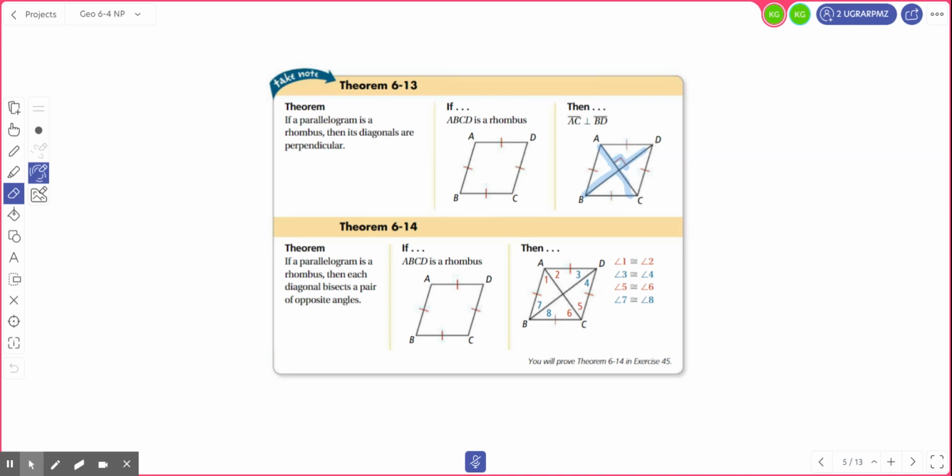And theorem 6-14, also about rhombuses. If a parallelogram is a rhombus, then each diagonal bisects a pair of opposite angles, which means that you have a bunch of congruent angles. These are congruent, and these are also congruent. So you have 4 congruent angles there. And these are congruent, and these are also congruent. So all the blue angles are congruent, all the red angles are congruent. Those angles are bisected.